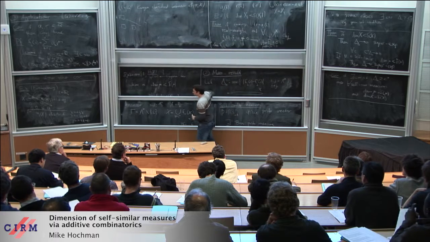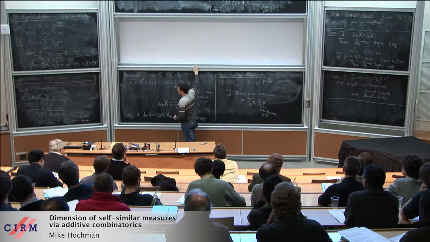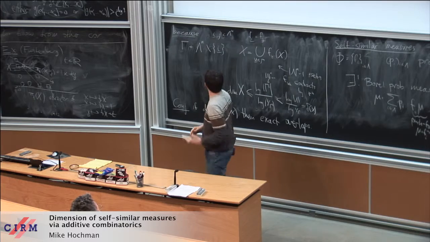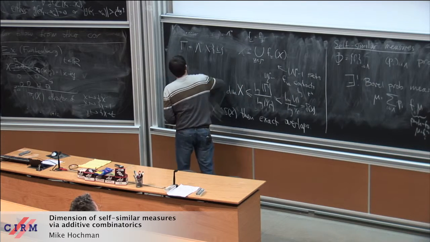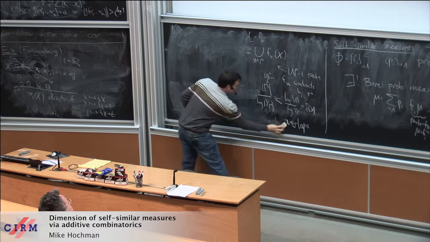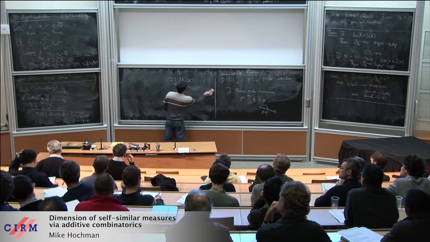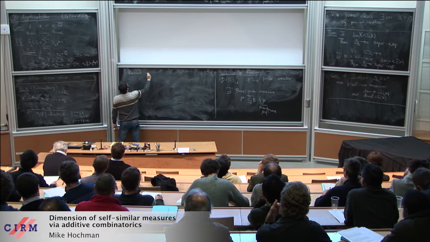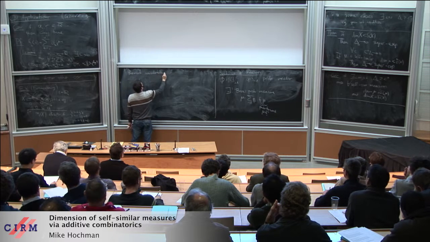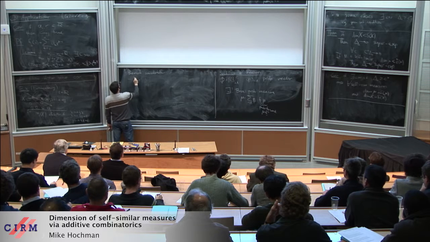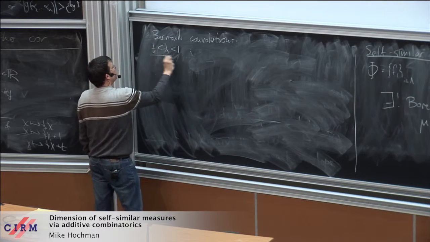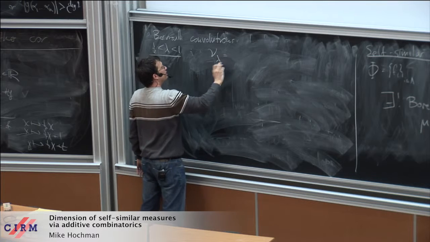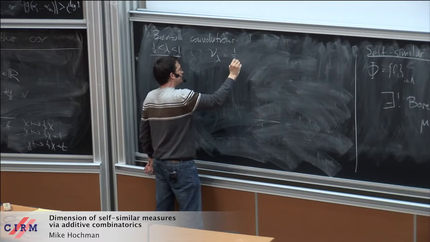And the same statement is true if instead of sets you look at self-similar measures. So that brings me to the last application, which I'll mention quickly. The last application is to Bernoulli convolutions. You have a parameter lambda between 1/2 and 1, and ν_λ is the self-similar measure that looks like this.